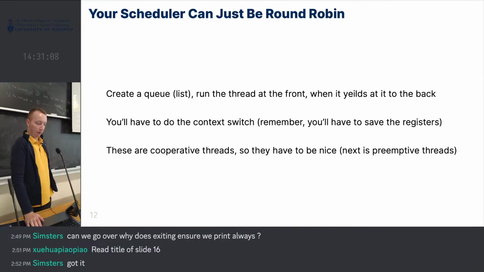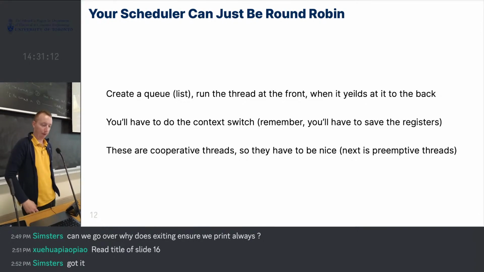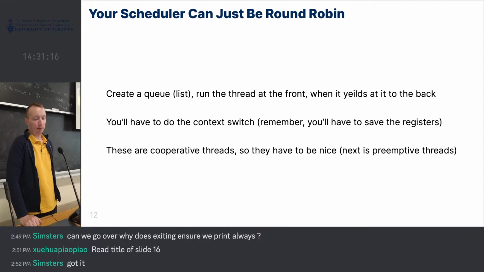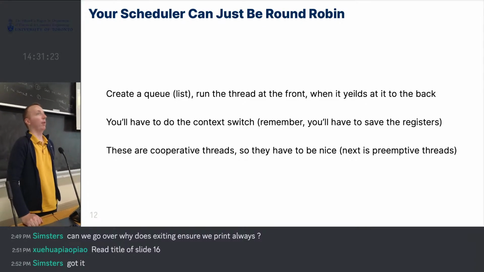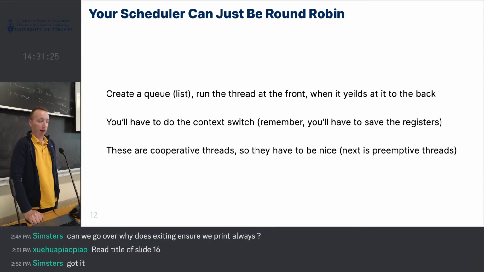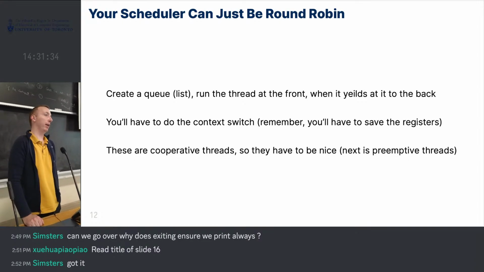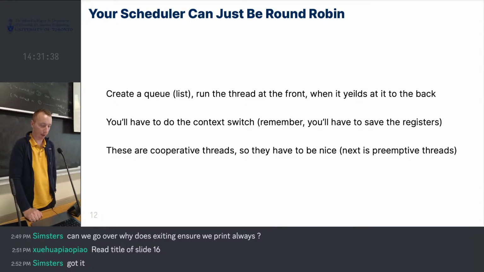All right, so for the scheduling, it could be round robin or first come, first serve. In that, you just create a queue or a list, and it's a fairly simple algorithm. So run whatever thread is at the front. If it yields, throw it to the back of the queue. In this lab, you have to do the context switch, and it will have to save all the registers and everything like that. But there is a handy dandy library that I will teach you to use in the next lecture that will do all the heavy lifting for you.